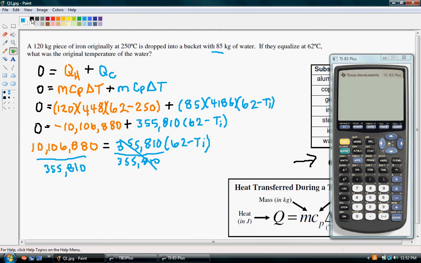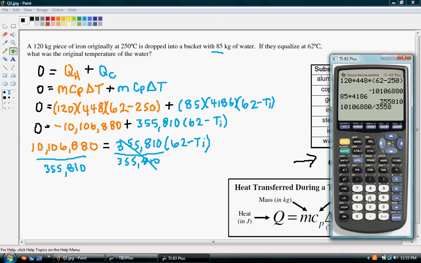Okay, I'll just go back to black for the rest of this problem. So 10,106,880 divided by 355,810, and we get 28.4 degrees so far. And this is equal to 62 minus our initial temperature.